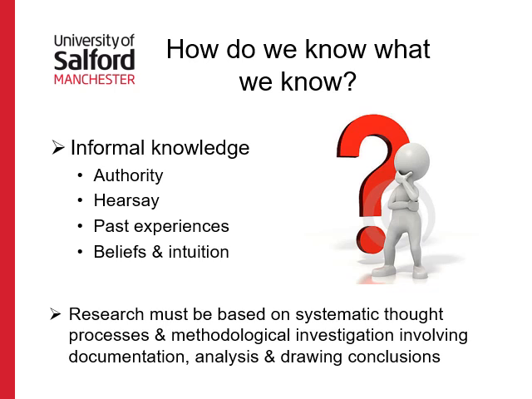So we tend to divide knowledge into two types. One is informal knowledge, which might come from people in authority, from hearsay, from past experiences, or some beliefs or intuition that we have as an individual. That's contrasted with research knowledge. Research knowledge has come about because of some systematic thought process and methodological investigation, which has been analysed and specific conclusions drawn. And importantly, that process has been validated by other people.